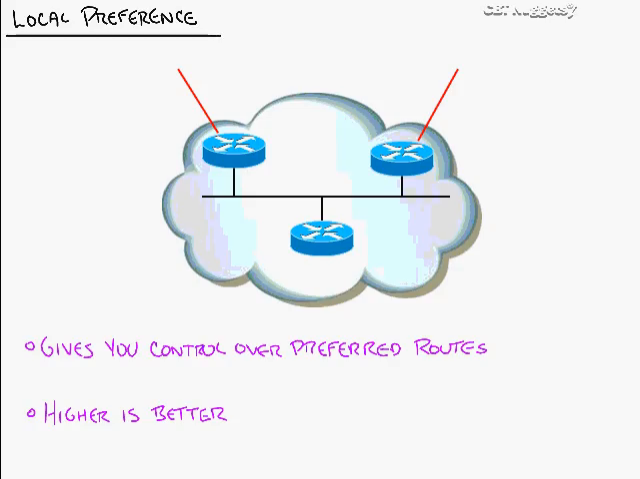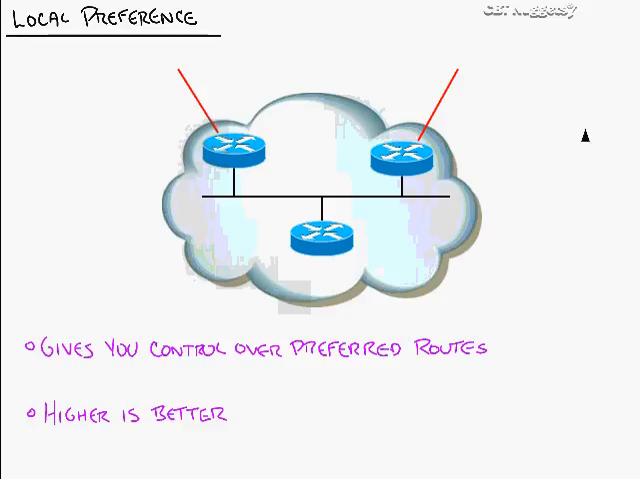Now we get into some of the well-known optional attributes. These will be supported by any vendor claiming to support BGP. However, you don't have to use them. But these are the ones that I think give you the most control over your updates. First off, the local preference.